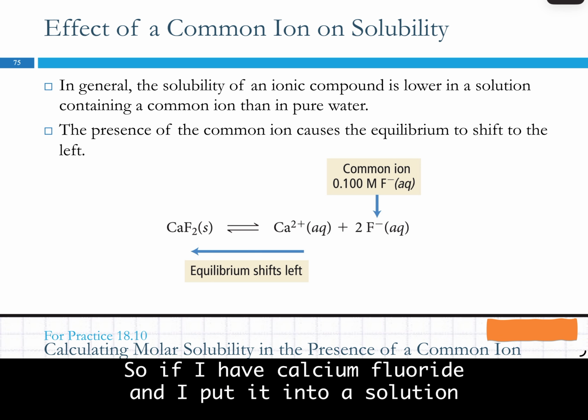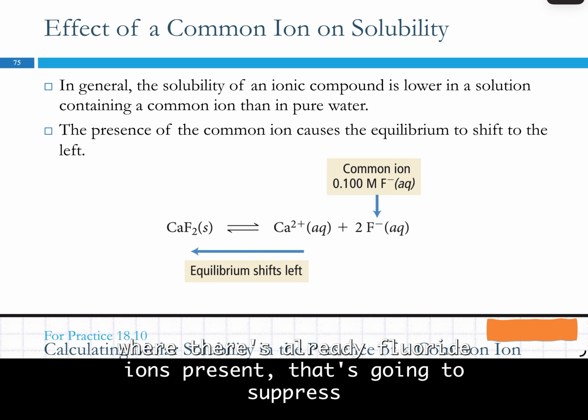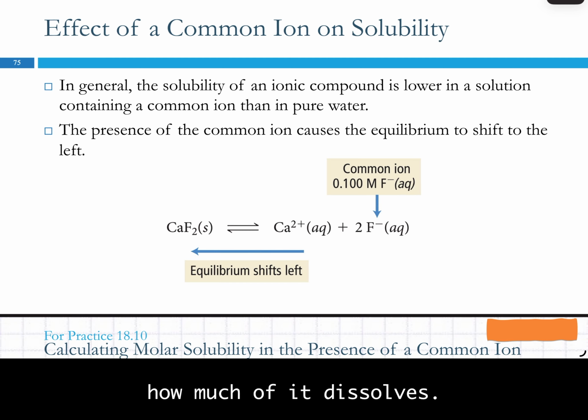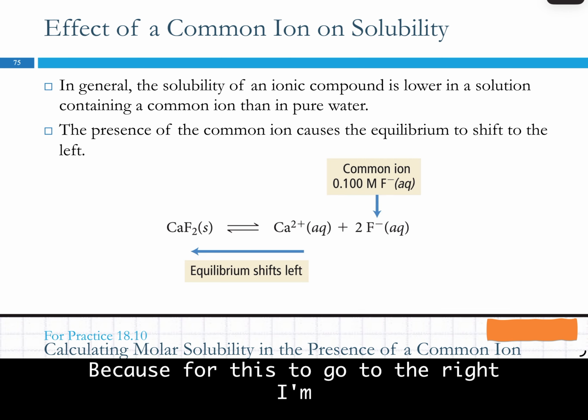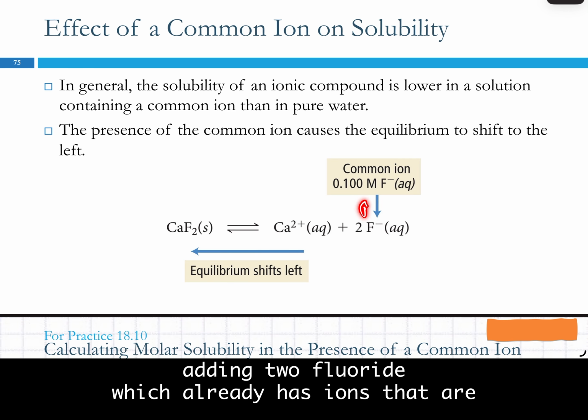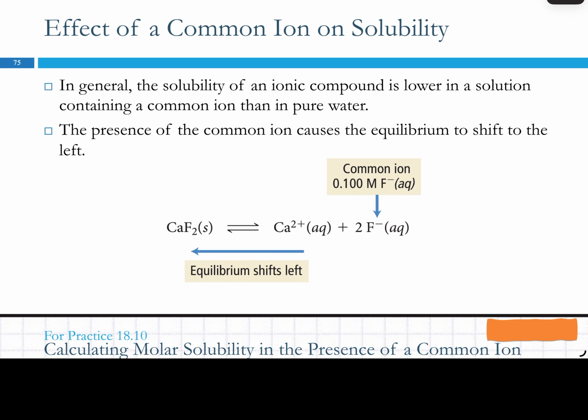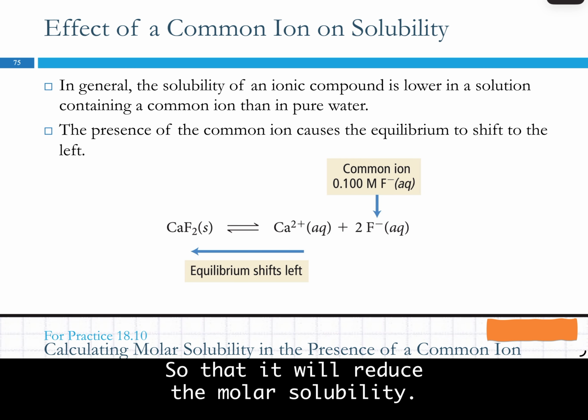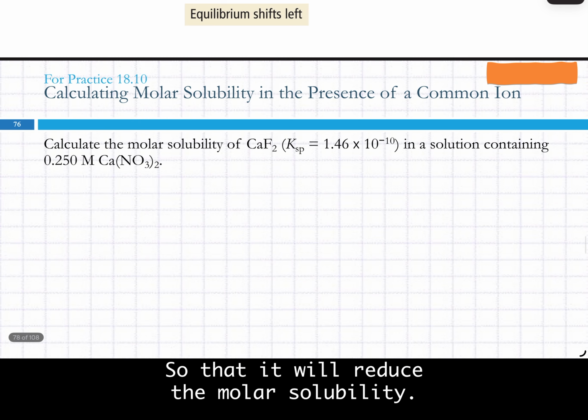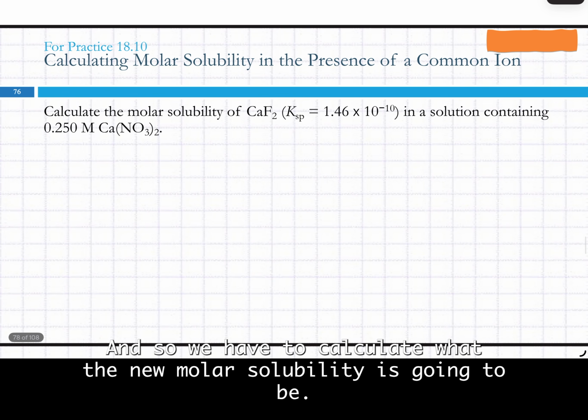So if I have calcium fluoride and I put it into a solution where there's already fluoride ions present, that's going to suppress how much of it dissolves. Because for this to go to the right, I'm adding fluoride, which already has ions there. In a way, it's kind of blocked. So that will reduce the molar solubility. And so we have to calculate what the new molar solubility is going to be.